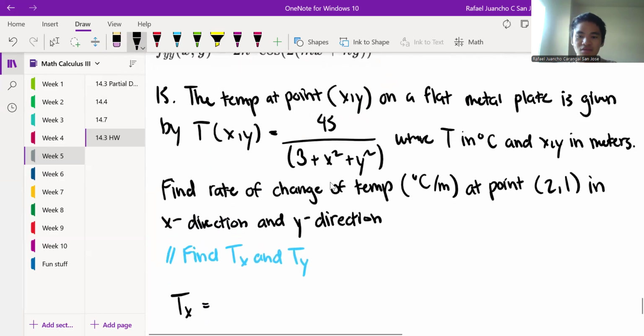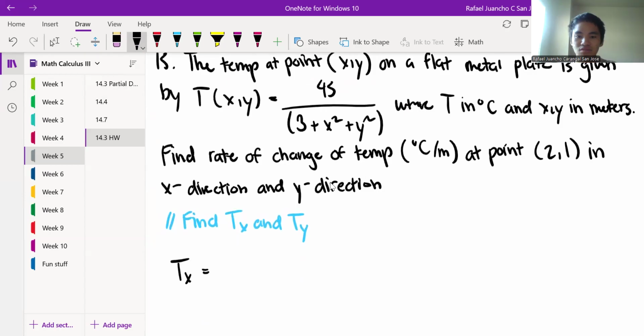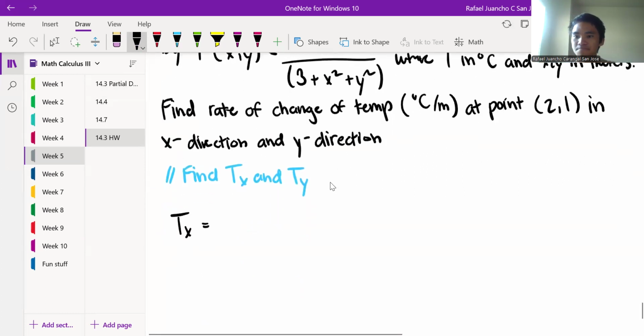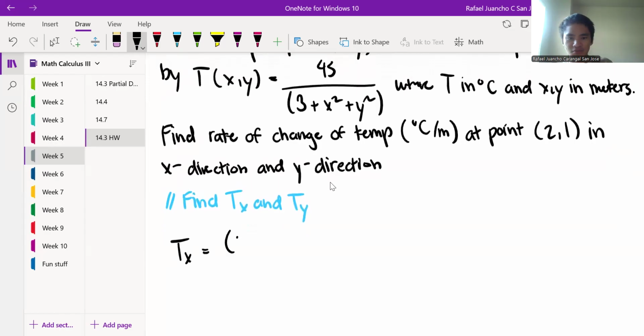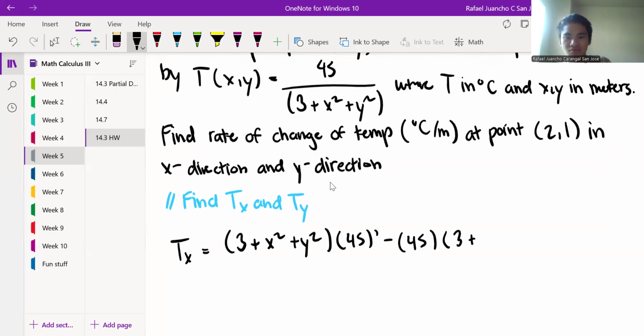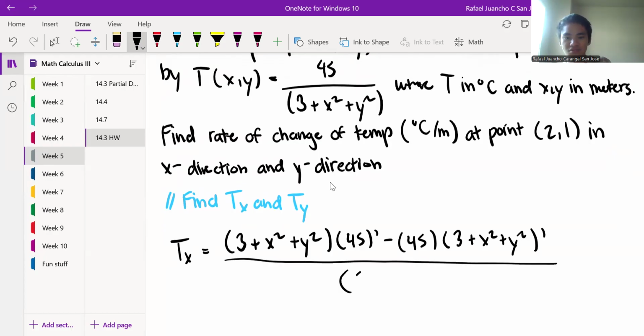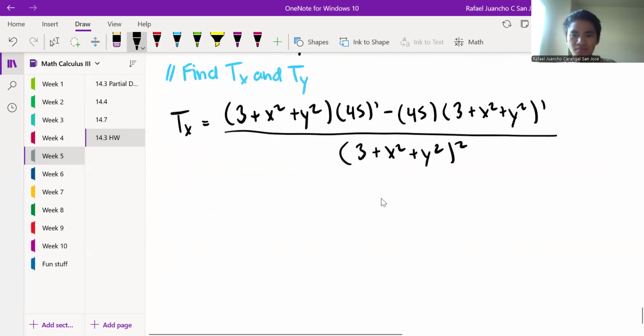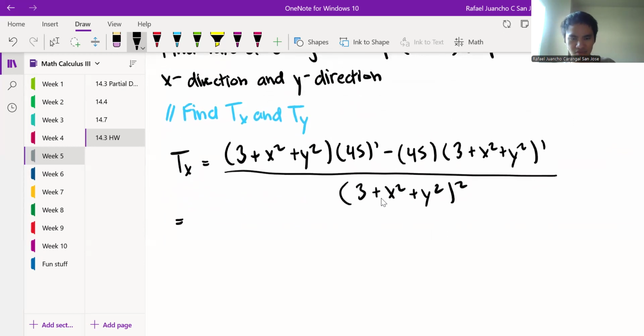Oh goodness me. Okay, let's just do it. So quotient rule, I'll take the derivative of this whole thing. Low derivative of high minus high derivative of low, over low squared. And so what is this? Well, this is 0, so this is gone.